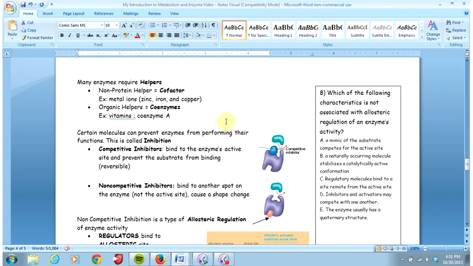Sometimes enzymes cannot work on their own. Sometimes they need little helper molecules that are going to assist them with doing their jobs. A molecule that is not organic that might assist with the reaction is called a cofactor. So that might be like a metal ion, like an ion of zinc, iron, or copper. And that's going to fit in a particular location with the enzyme and make it more receptive to a substrate molecule. Organic helpers are called coenzymes. So those would be like vitamins. Again, those are going to bind to a specific region of the enzyme and make them more willing to receive the substrate.